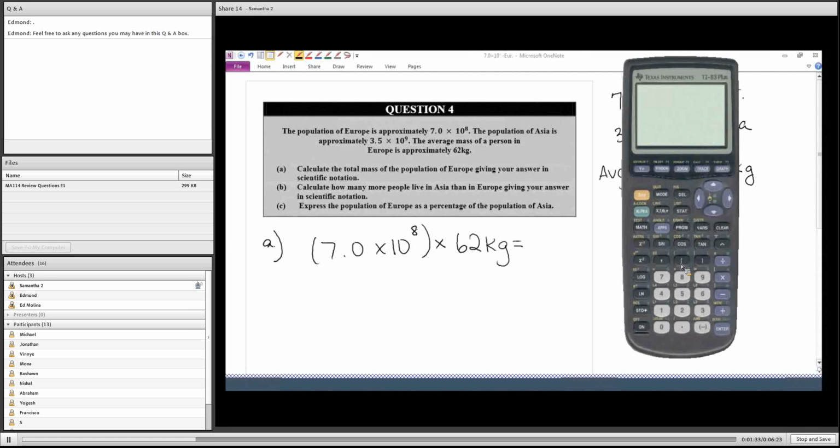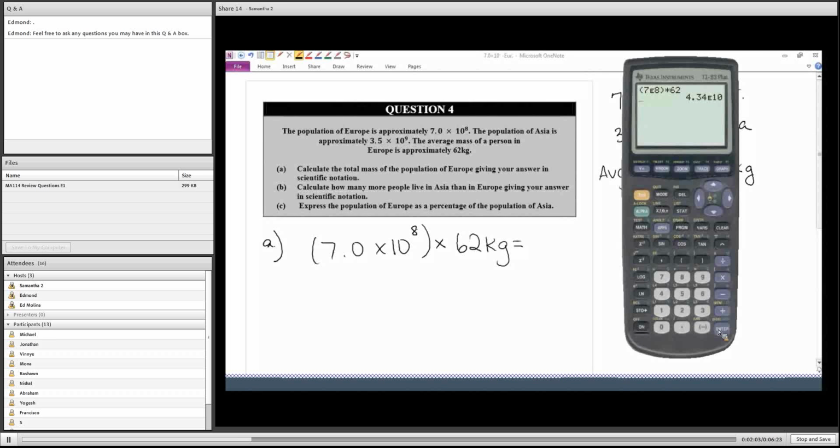And what we're going to do here, we're going to open up parentheses. We're going to do 7 times, oh, no times. We're going to do 7 second function. See that little comma next to the parenthesis and the double E that's there? You want to click that. And our exponent is 8. Close parentheses. Now you want to multiply this by 62. And there's your answer.